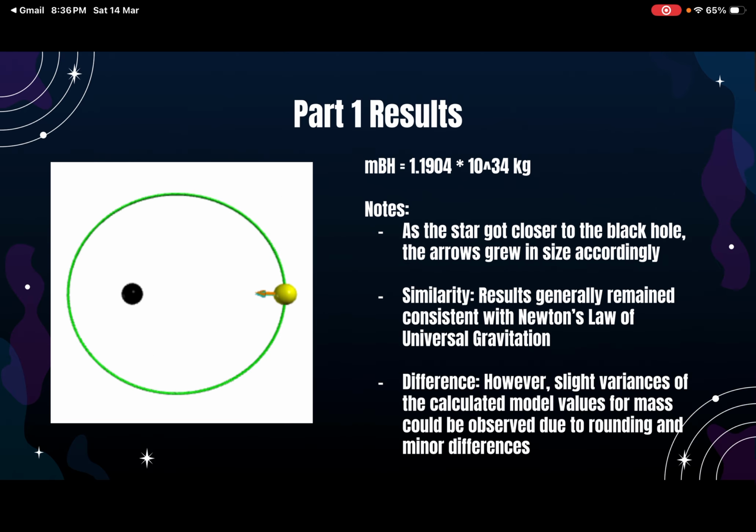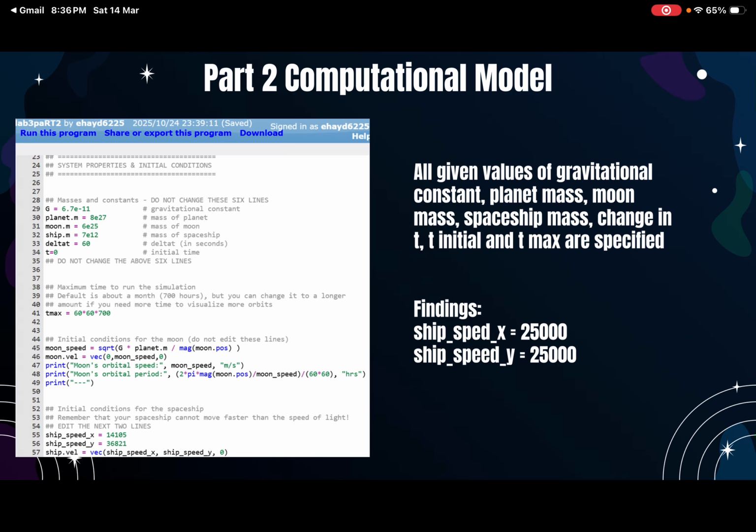These were the results. As the star got closer to the black hole, the arrows grew in size accordingly. Something similar was that the results generally remained consistent with Newton's law of universal gravitation. However, slight variances of the calculated model values for mass could be observed due to rounding and minor differences.